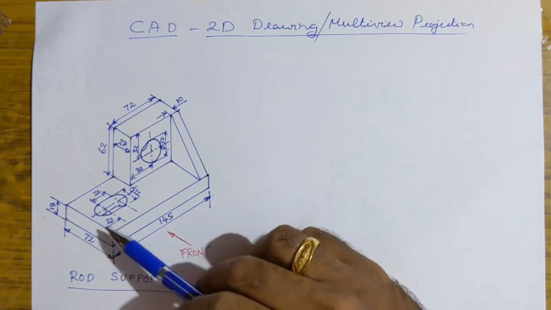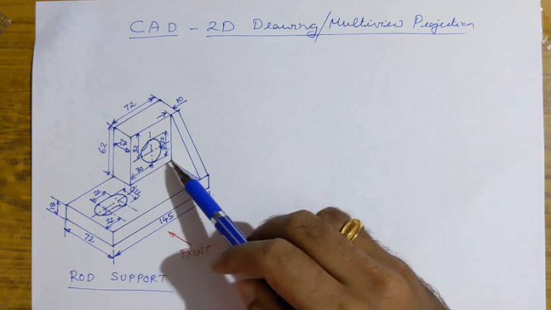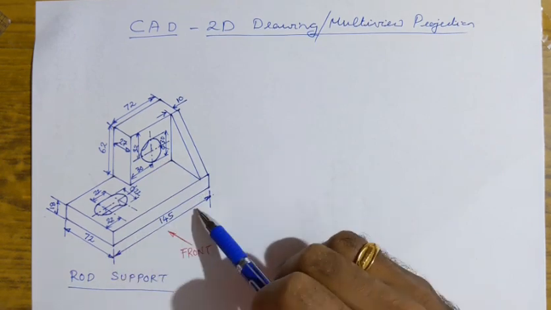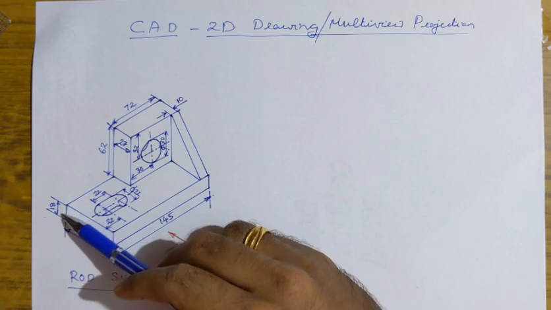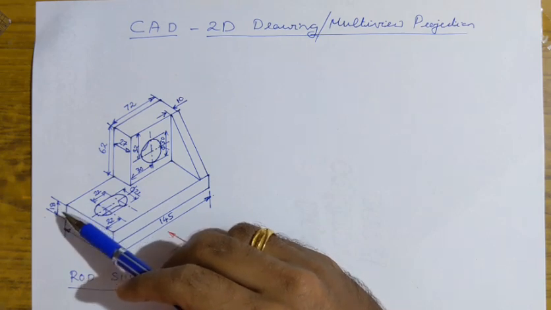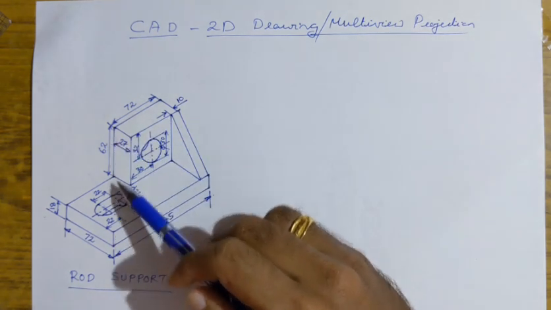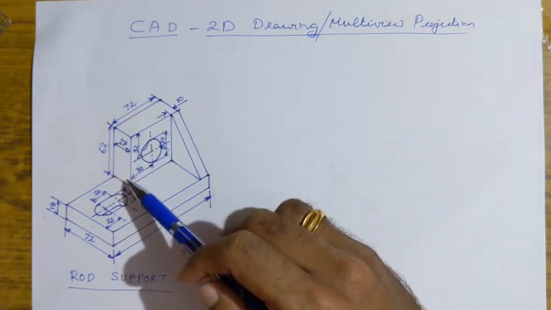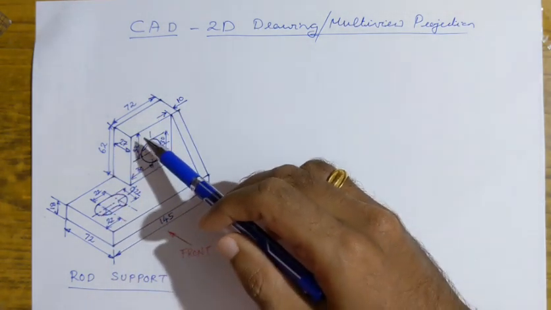First part, as you can see, there is a rectangular slab at the bottom. The length is 145 mm, the width is 72 mm, and the thickness is 18 mm. Rectangular slab. Next you have a square slab at the top back side. So 1 and 2.